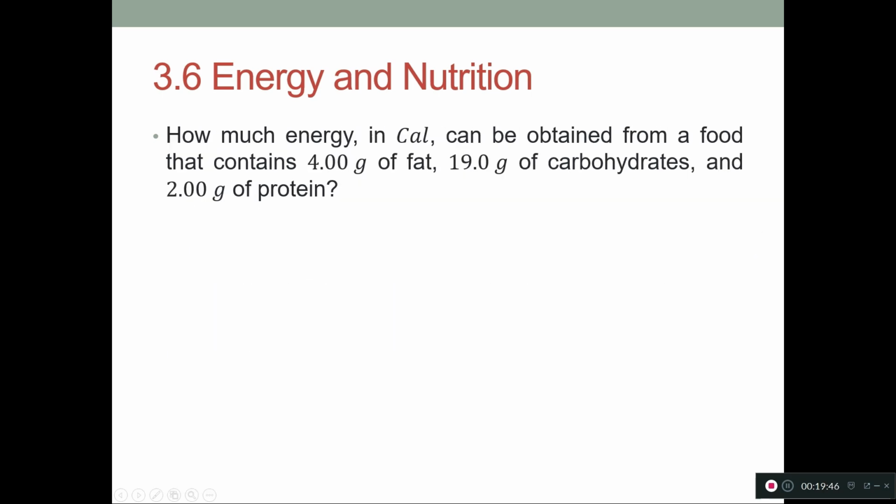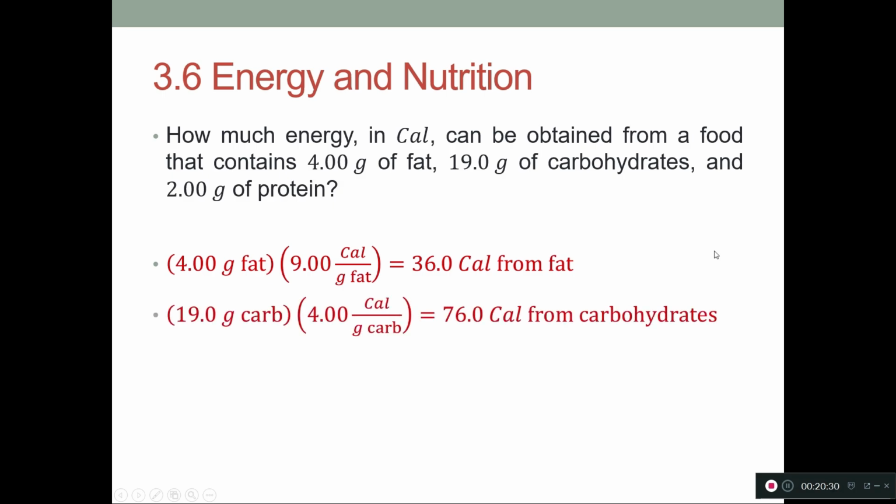So for instance, if we want to solve a problem using this: how much energy in capital C Calories can be obtained from a food that contains 4 grams of fat, 19 grams of carbohydrates, and 2 grams of protein? So you should pause this and try to work through this on your own. And so the answer to this is that the first thing we want to do is actually convert the grams of these nutrients to the Calories. So for fat, we would just take the 4 grams of fat, multiply it by the 9 Calories per gram of fat. The grams will cancel out. We get our Calories from it. It's 36.0 Calories from fat.